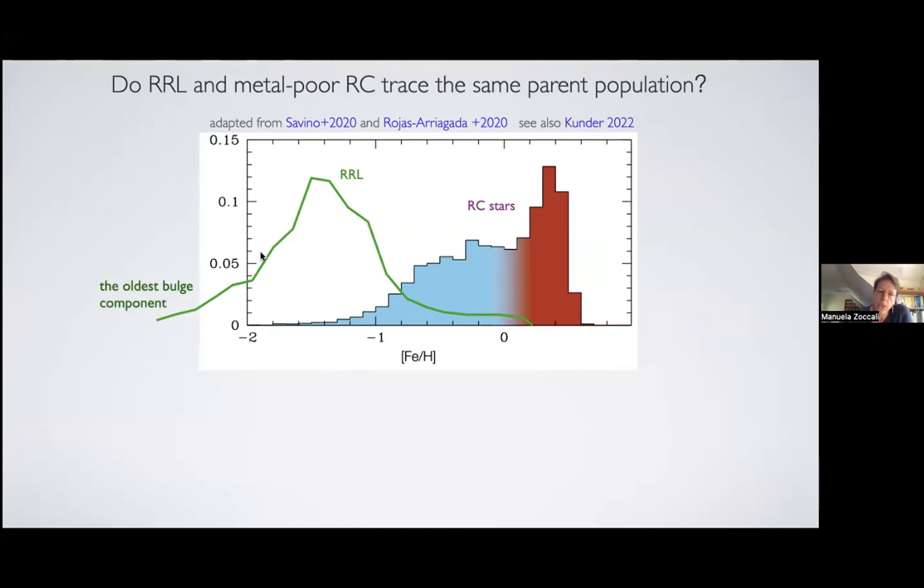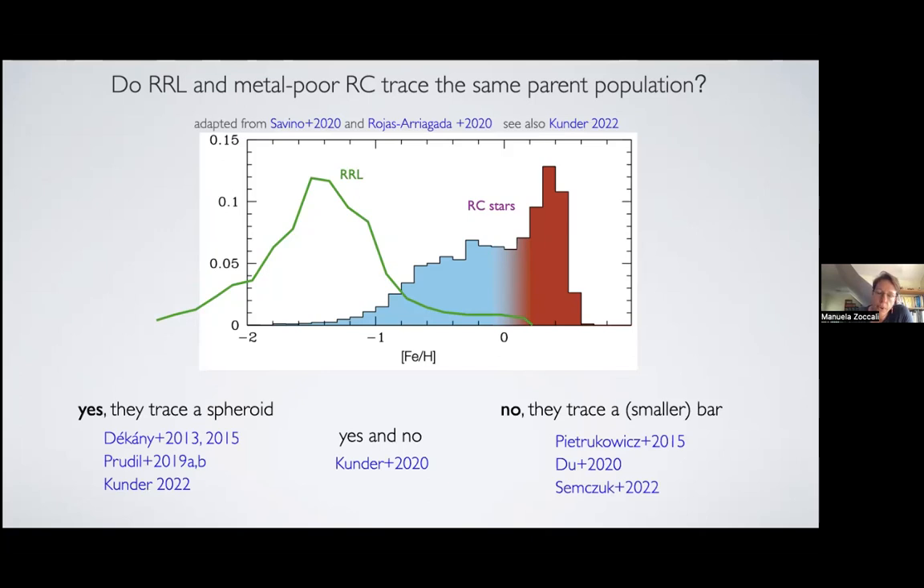However, if we reconstruct their shape and their kinematics, we can establish whether they are the same component or not. And unfortunately, again, the community is divided between some who think that the RR Lyrae trace a spheroidal non-rotating component similar to the one of red clump stars, and some others who think that they trace a possibly smaller bar similar to the metal-rich red clump.